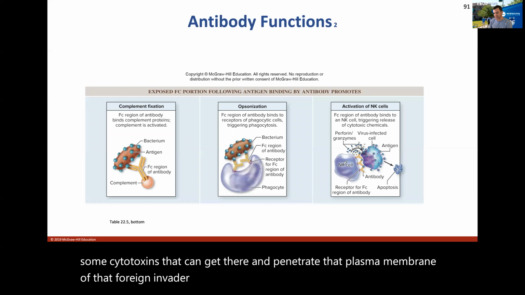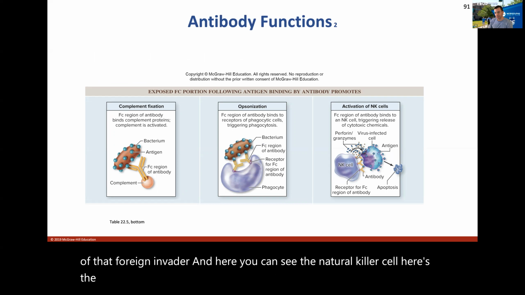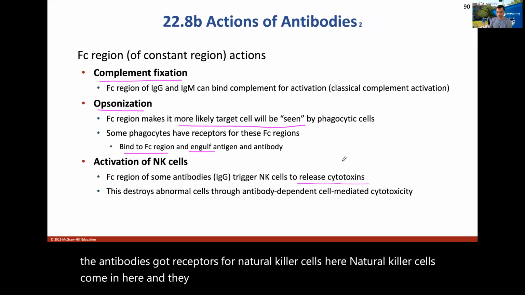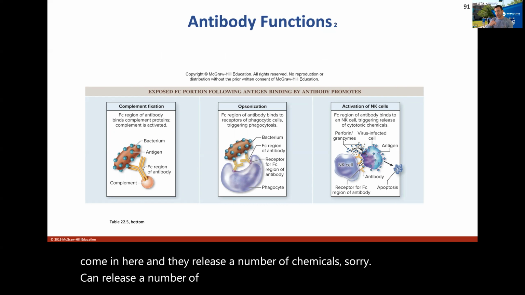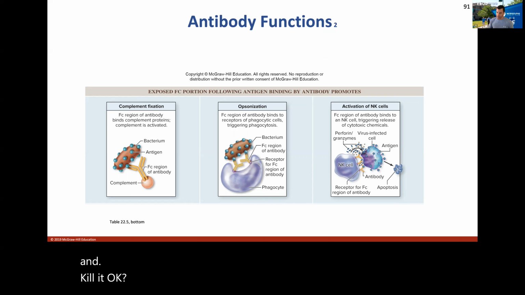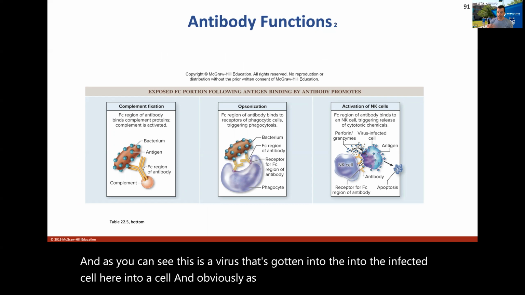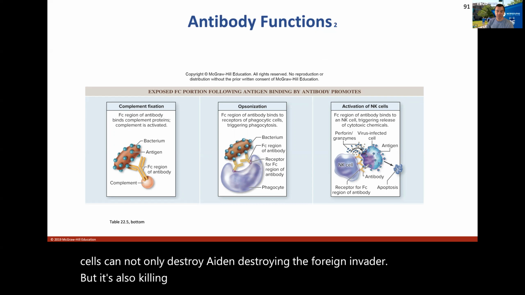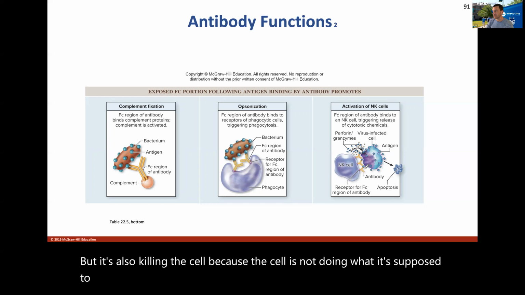And here you can see the natural killer cell. Here's the antibodies. Got receptors for natural killer cells here. Natural killer cells come in here, and they release a number of chemicals that can perforate that foreign invader and kill it. And as you can see, this is a virus that's gotten into the infected cell here, and obviously has infected it. So these natural killer cells can not only aid in destroying the foreign invader, but it's also killing the cell, because the cell is not doing what it's supposed to do. It's doing the virus's bidding and not our own bidding.